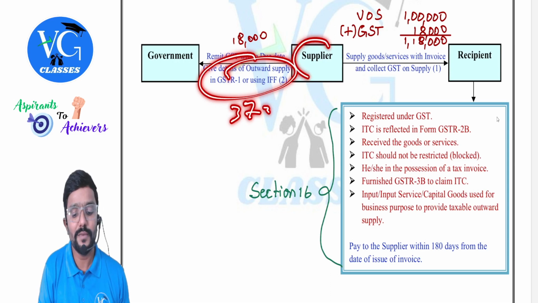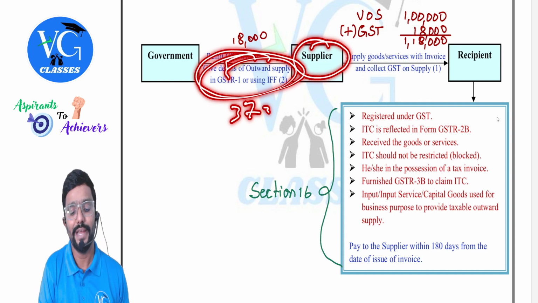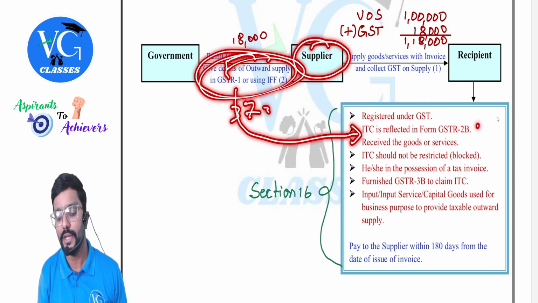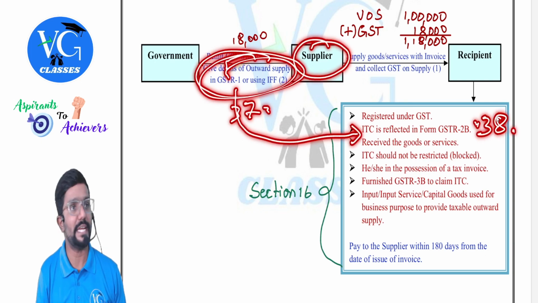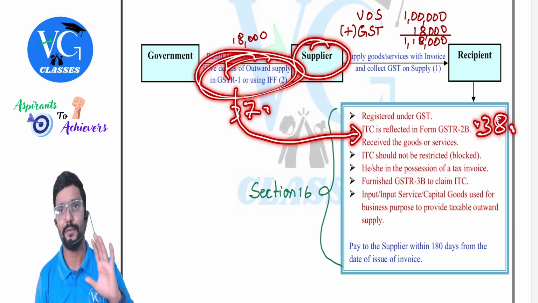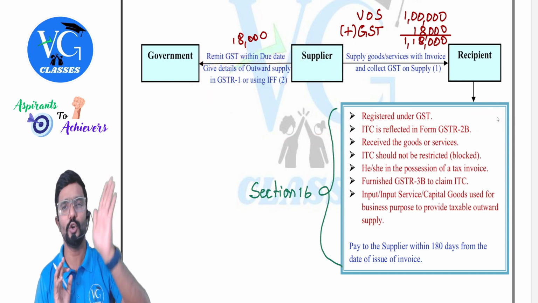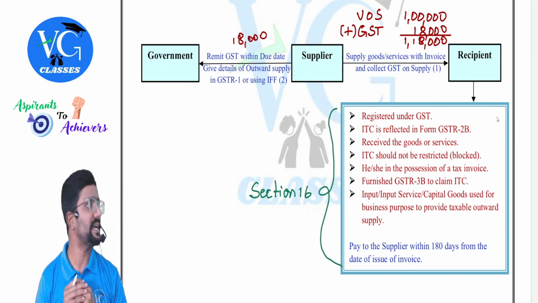And whatever is given by the supplier in GSTR 1 or using invoice furnishing facility, it will auto populate to the recipient in GSTR 2B. Actually, this is given in section 38, which we have not yet covered, because this and all will come in returns chapter. I have not yet covered it, but I'm just mentioning so that you will have an idea about it. As of now, don't focus more on sections 37, 38 and all.